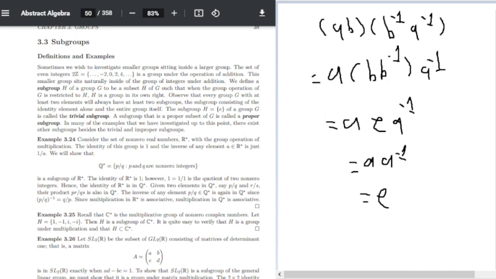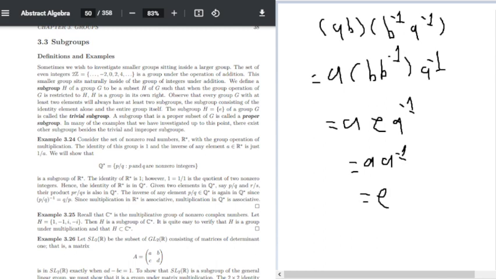3.3. Subgroups. Definitions and examples. Sometimes we wish to investigate smaller groups sitting inside of a larger group. The set of even integers, 2Z, which is equal to 0, 2, negative 2, 4, negative 4, and on and on, is a group under the operation of addition. This smaller group sits naturally inside of the group of integers under addition. And this is fundamentally because 2 times an integer plus 2 times an integer is 2 times another integer. And every element has an additive inverse, so 0 is included in the group, and things of the sort.